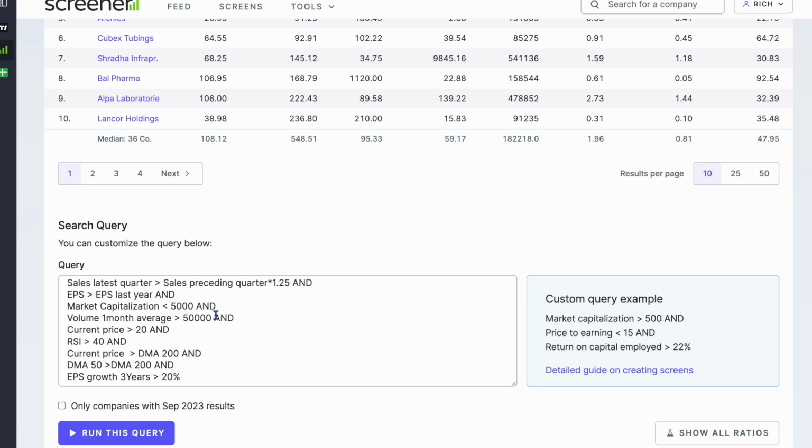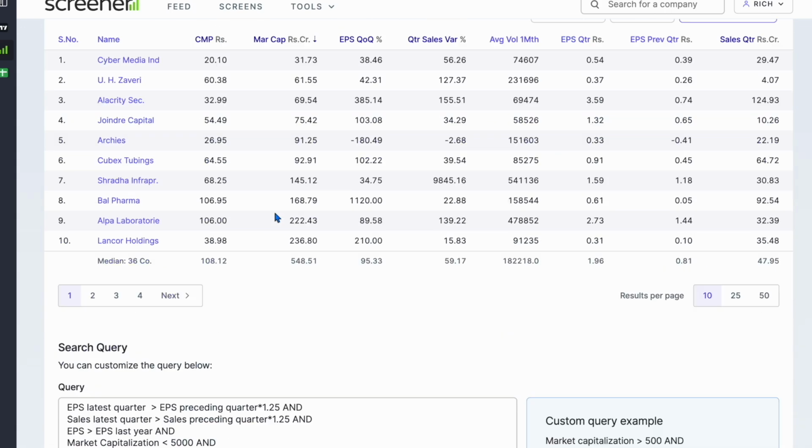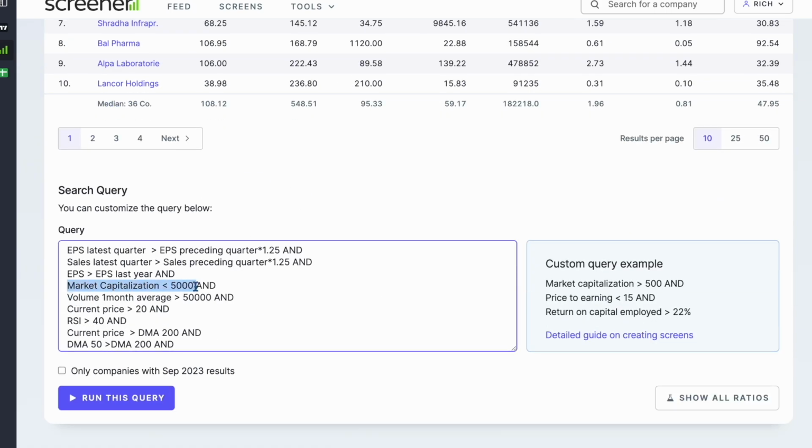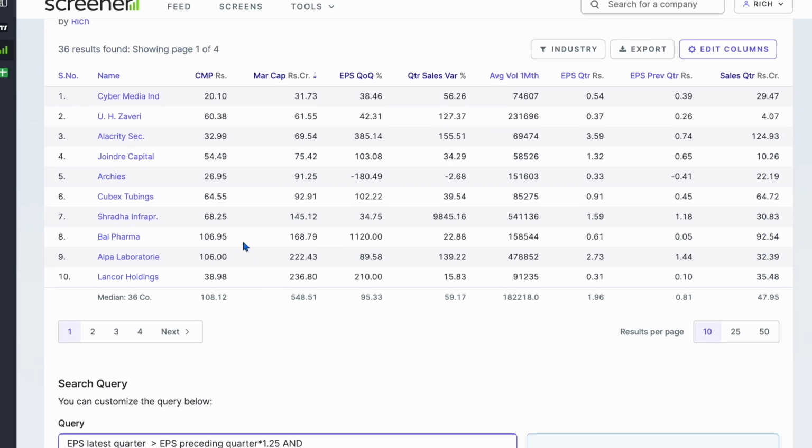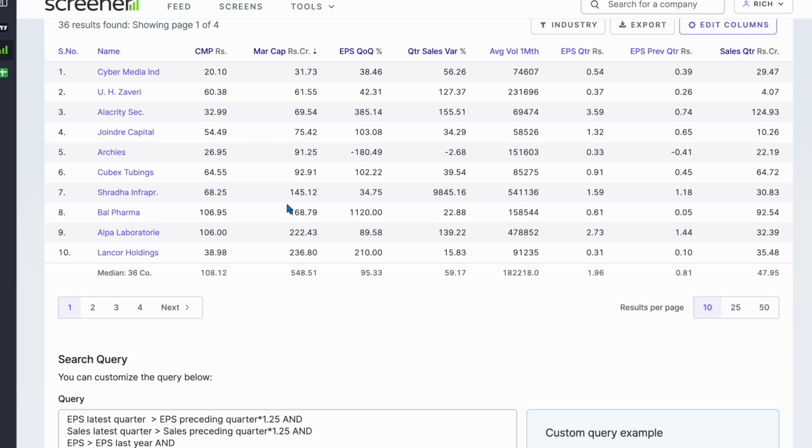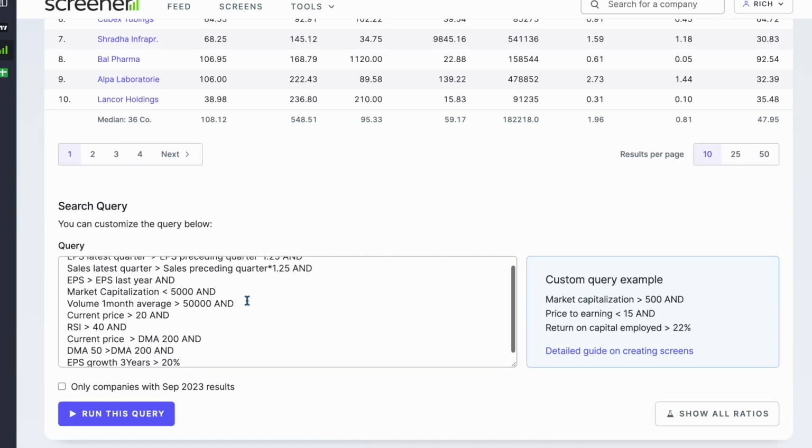Now, let's say you want to make some changes, you want to expand this scan a little bit more, and you say, okay, I do want the companies with market capitalization below 5,000 rupees crore. But I also want those companies which have market capitalization more than 100. I don't want those which have market capitalization less than 100. So how you can edit this query, I'll show it to you.